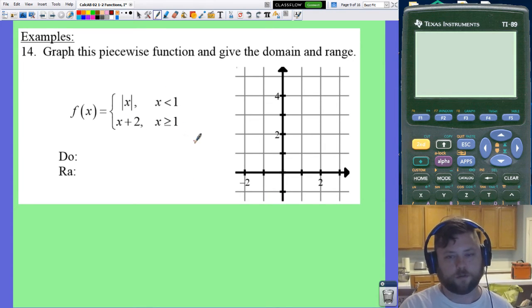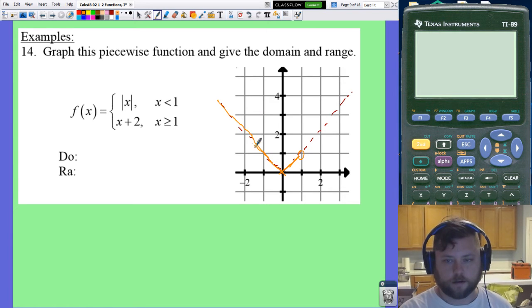Let's graph a piecewise function. So the absolute value of x function looks like a V. And when x is less than 1, you can do absolute value. So it usually looks like this. Let's do this as a dotted line. But since it's only when x is less than 1, it's only going to happen on this line I'm filling in. Perfectly straight, right? Yeah.